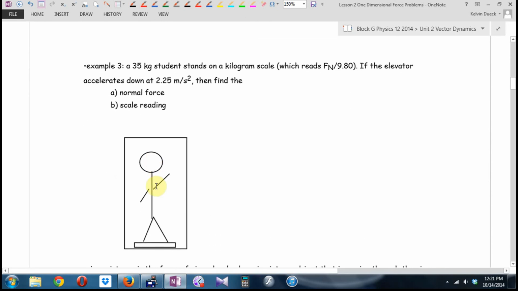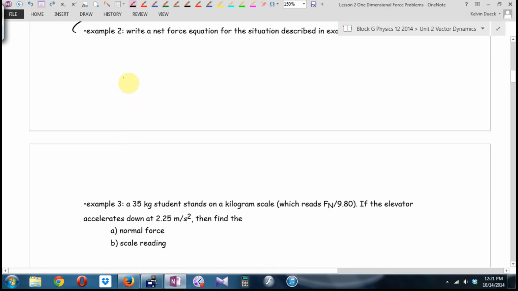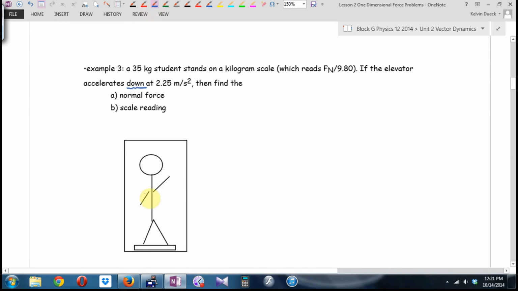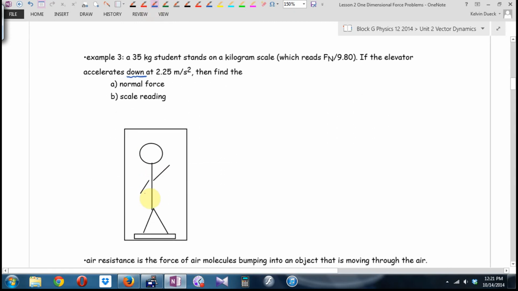Example 3, a 35 kilogram student stands on a kilogram scale. Okay, this one's in kilograms, which reads normal force divided by 9.8. If the elevator accelerates down, hey, that's important. Sorry. If the elevator accelerates down at 2.25 meters per second squared, then A, find the normal force, B, the scale reading.